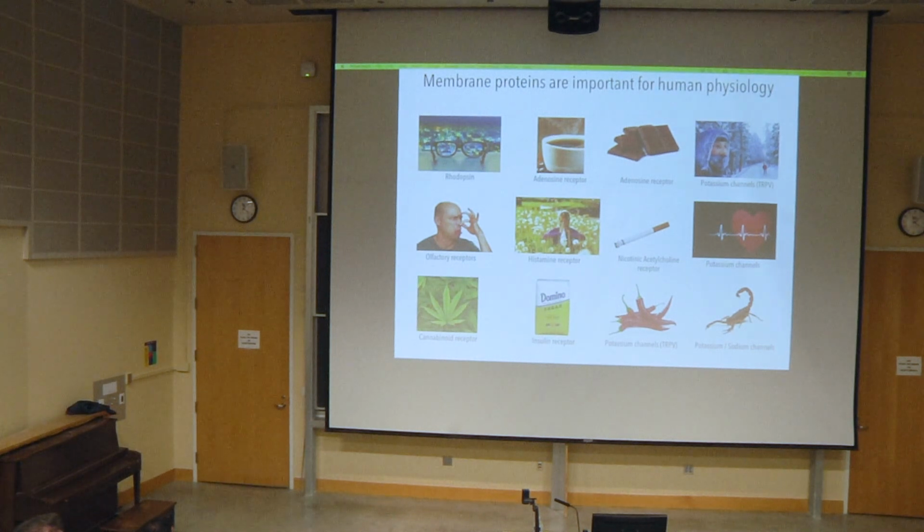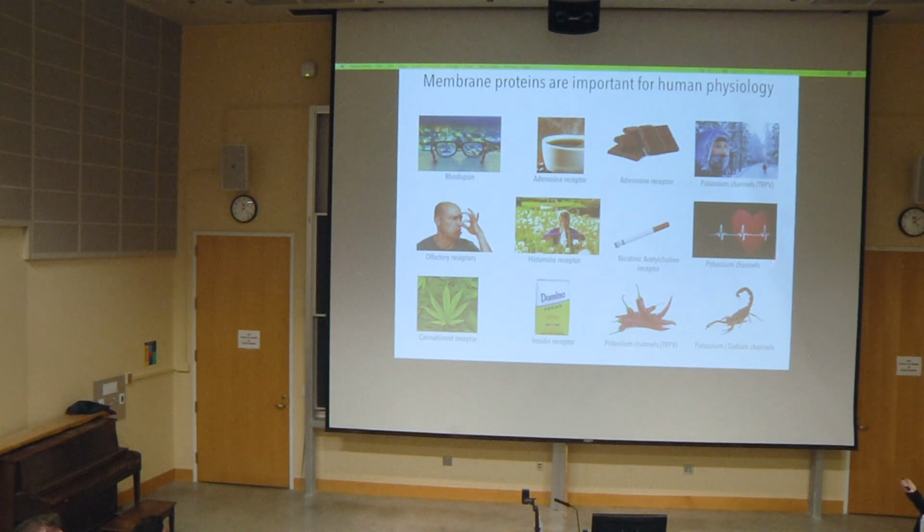Rhodopsin is the membrane protein that is important for your vision. Coffee as well as chocolate both target the adenosine receptor, which is a G protein coupled receptor. The sense of smell is related to olfactory receptors. If you're smoking weed, it targets the cannabinoid receptor. If you eat sugar, it has an impact on the insulin receptor. If you're smoking, that targets the nicotinic acetylcholine receptor.